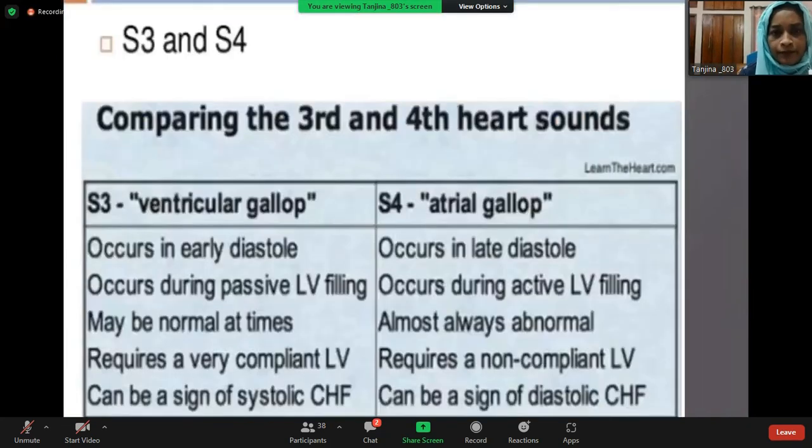And the third heart sound is called the ventricular gallop, and the fourth heart sound is called the atrial gallop. The third heart sound sometimes may be due to some physiological condition, but the fourth heart sound is always pathological. The fourth is found in late diastole, and the third heart sound is found in early diastole. The third can be found in systolic congestive heart failure, and the fourth heart sound is always found in diastolic congestive heart failure.